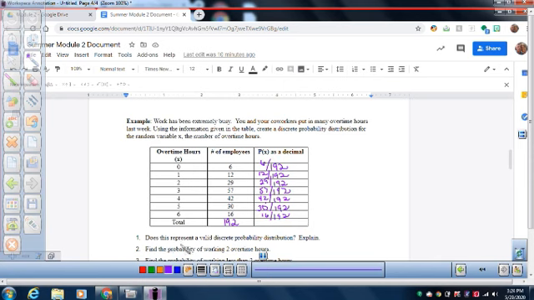So, looking at this first question, does this represent a valid discrete probability distribution? That answer would be yes, because all the probabilities are between 0 and 1. And the sum of all the probabilities is equal to 1. So those are the two things that make it valid.